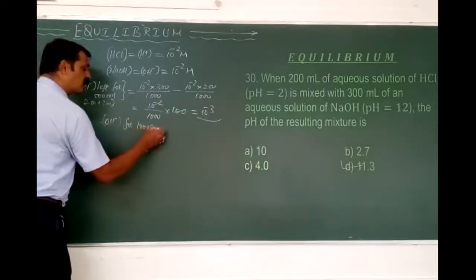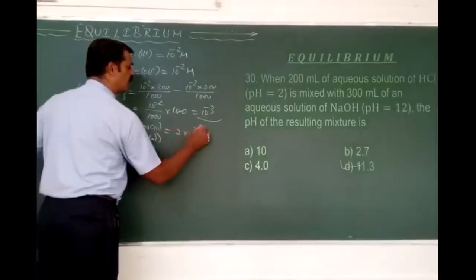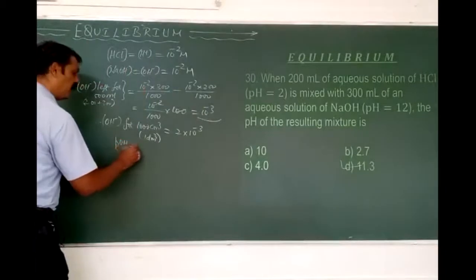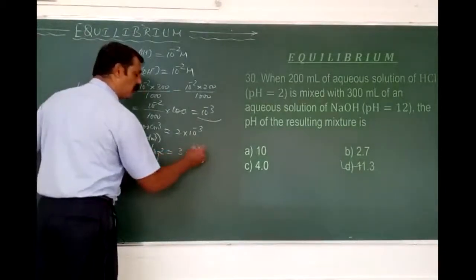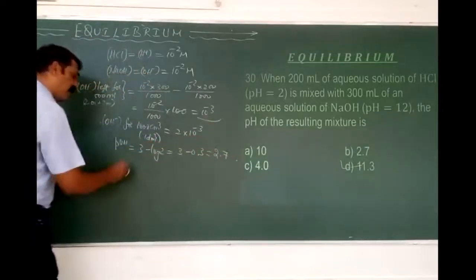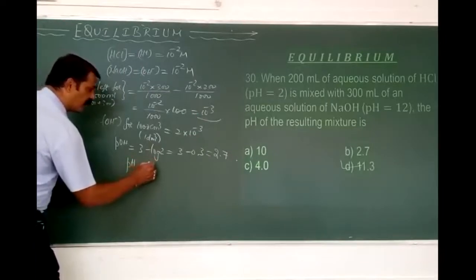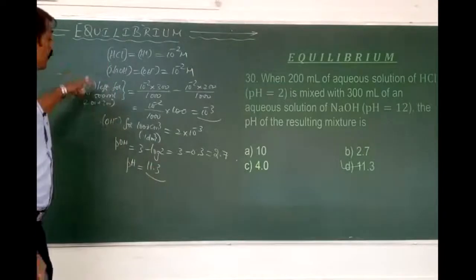Therefore, what is OH minus for 1000 cm cube? 1000 cm cube is 1 dm cube. It is double of that, 2 into 10 to the power of minus 3. What is pOH? 3 minus log 2 directly. What is log 2? 0.3010. Therefore, it is equal to 2.7. If pOH is 2.7, the pH is 14 minus that, which is 11.3.